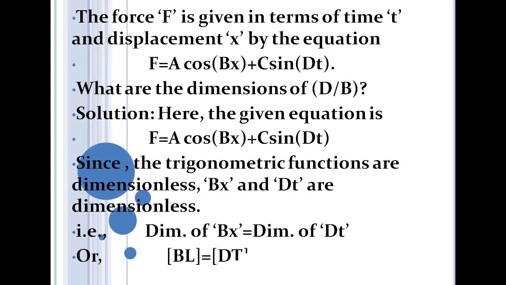About the dimension of b, we are not sure. That's unknown quantity. x has the dimension of displacement L, and t has the dimension of time T. So d by b equals to L T minus 1. In this way, we can find the dimension of d by b.